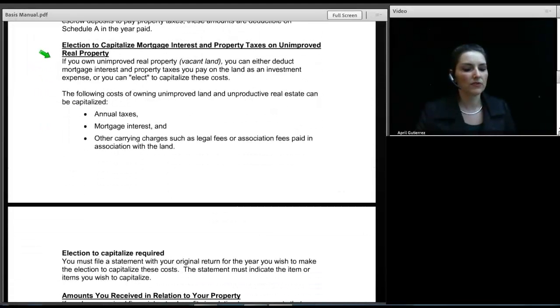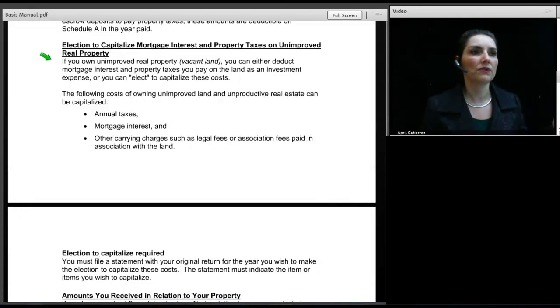There's a special rule here, and it's one that I've known about for many, many years. I've even done it with clients over the years, and that is the election to capitalize mortgage interest and property tax on unimproved real property. Now, one of the things that we did cover a little bit ago in this series was what happens if you take out a loan to purchase a vacant lot.